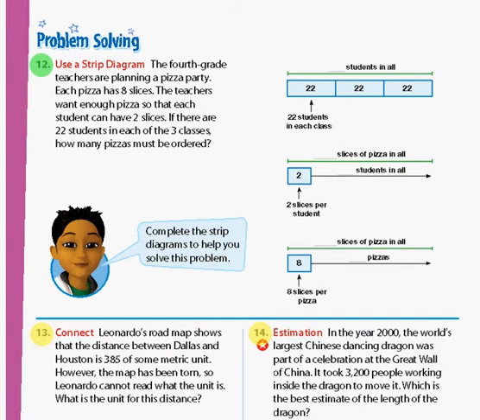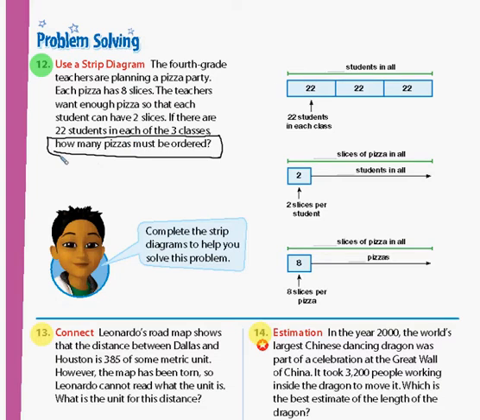Okay, and problem 12. The 4th grade teachers are planning a pizza party. Each pizza has 8 slices. The teacher wants enough pizza so that each student can have 2 slices. If there are 22 students in each of the 3 classes, how many pizzas must be ordered? Okay, what we're trying to find out is how many pizzas.